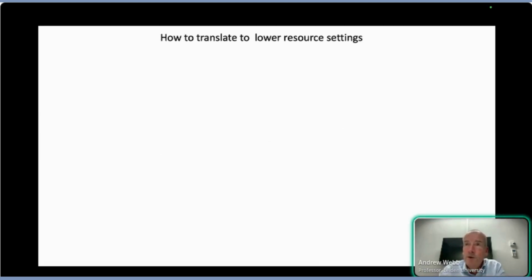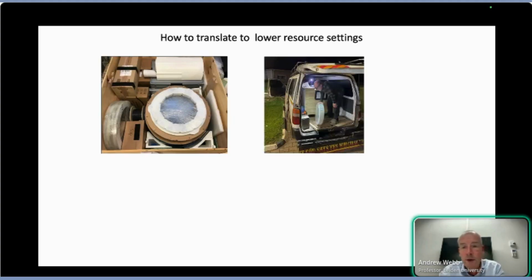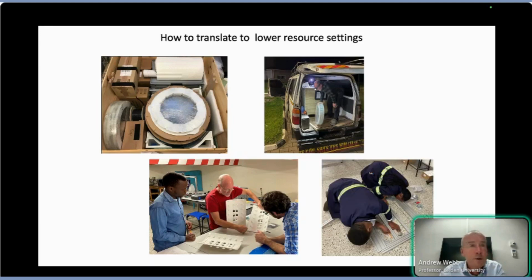And so how might we try and translate from higher to lower resource settings? Well, the first approach that we took was essentially to take everything that we had constructed, put it into a large crate, take it over, in this case, to Jones Obongolok's lab in Mbarara in Uganda, deliver it there, and run through the entire design process with, in this case, 6 students from all over sub-Saharan Africa. And this was very useful. It really got, I think, the entire idea and project up and running.